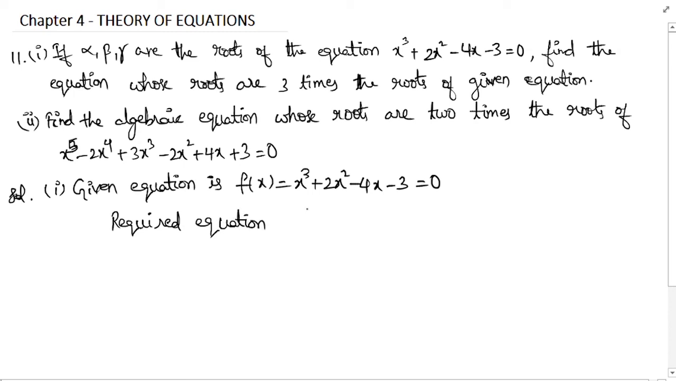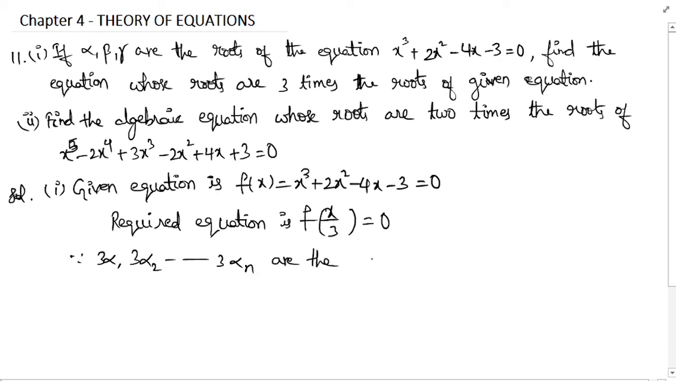Required equation is f of x by 3 is equal to 0. Here, since 3 alpha 1, 3 alpha 2, and so on up to 3 alpha n are the roots of f of x by 3 is equal to 0.